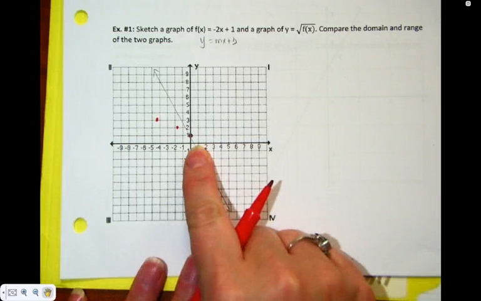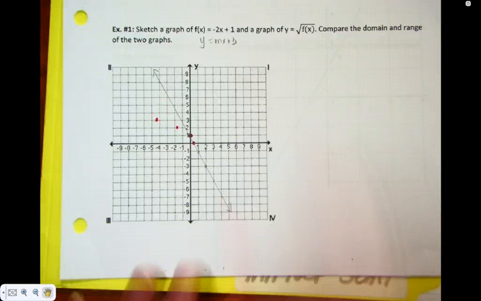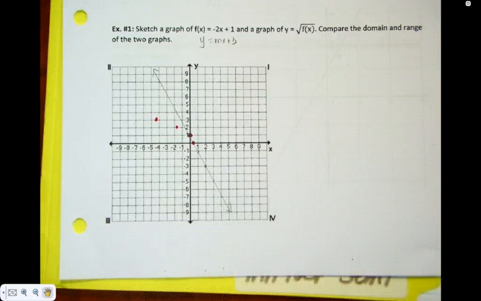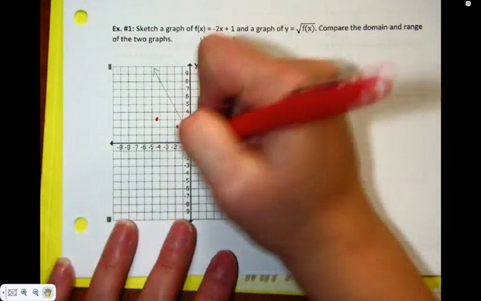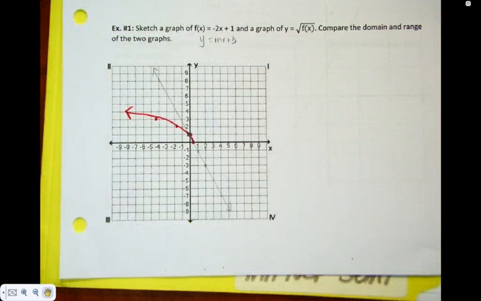I'm going to go to where y is 0, which is the x-intercept. What's the square root of 0? 0, so he's going to stay exactly where he is. And then we're in the negatives, which we cannot square root. Can't square root negative, so none of these points are going to exist. No, it's got to be a swoop, because we know that the square root is a swoop.